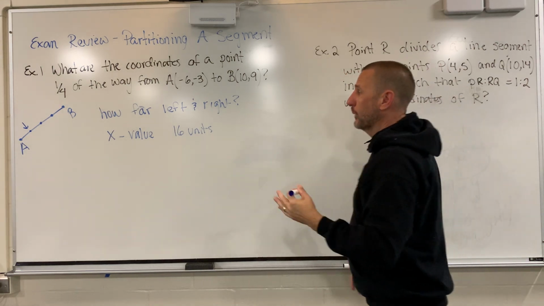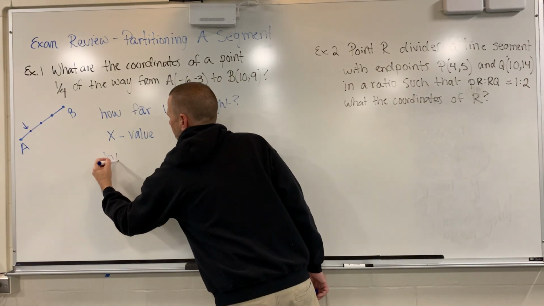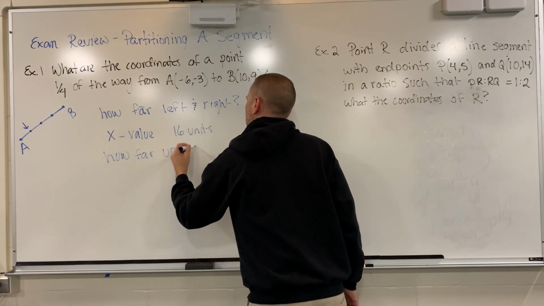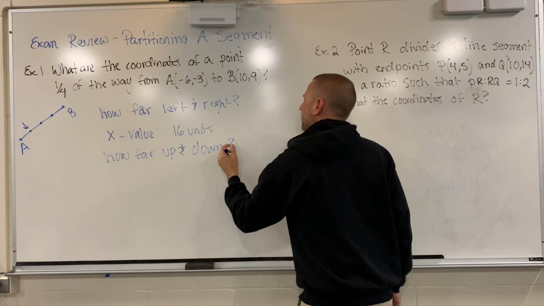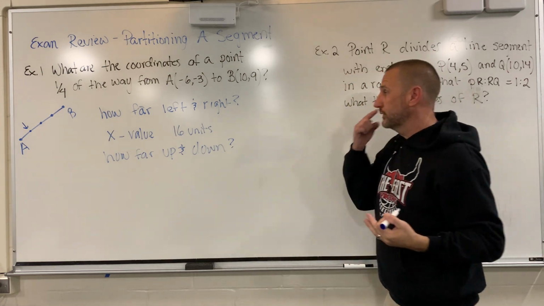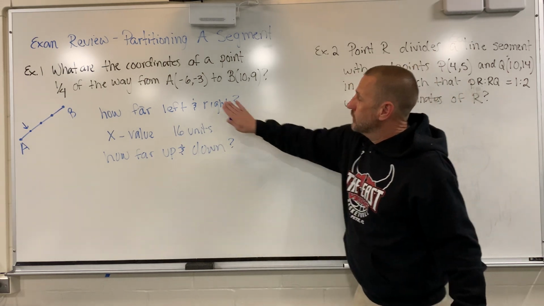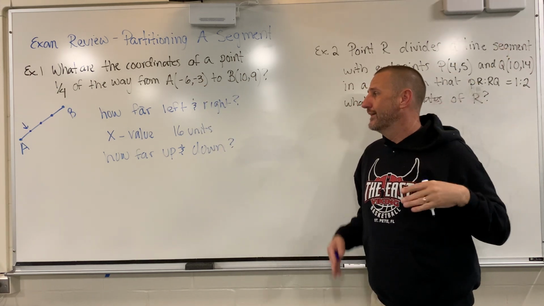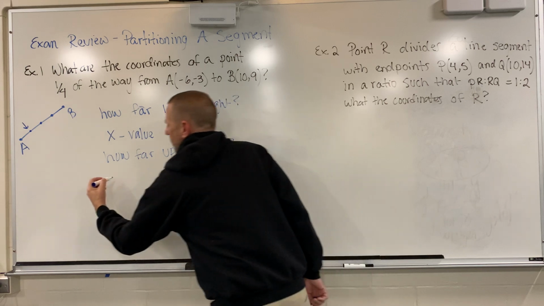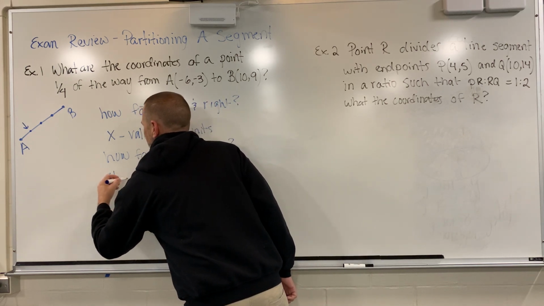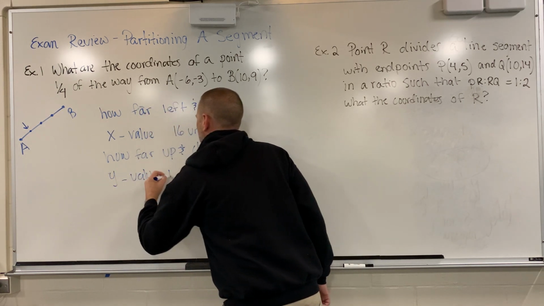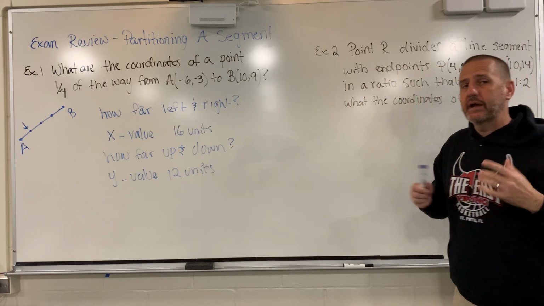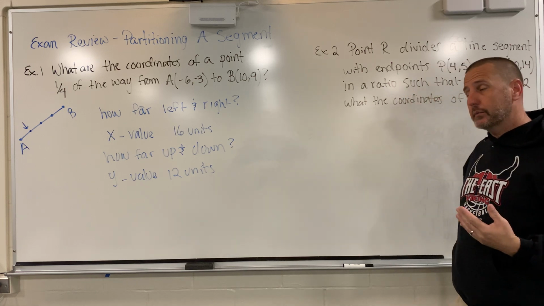Now when I look at my up and down, how far up and down? Well, if I look at this in context of how far up and down, if I start my journey I'm at -3 down here, and I travel up to 9, that's a total of 12 units. So my y value is 12 units.